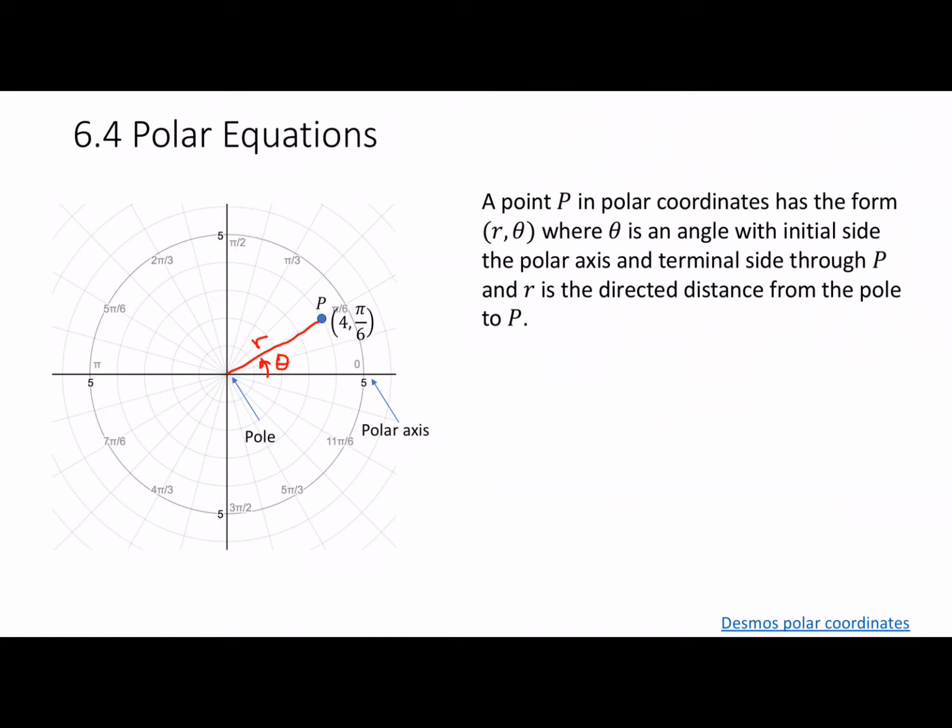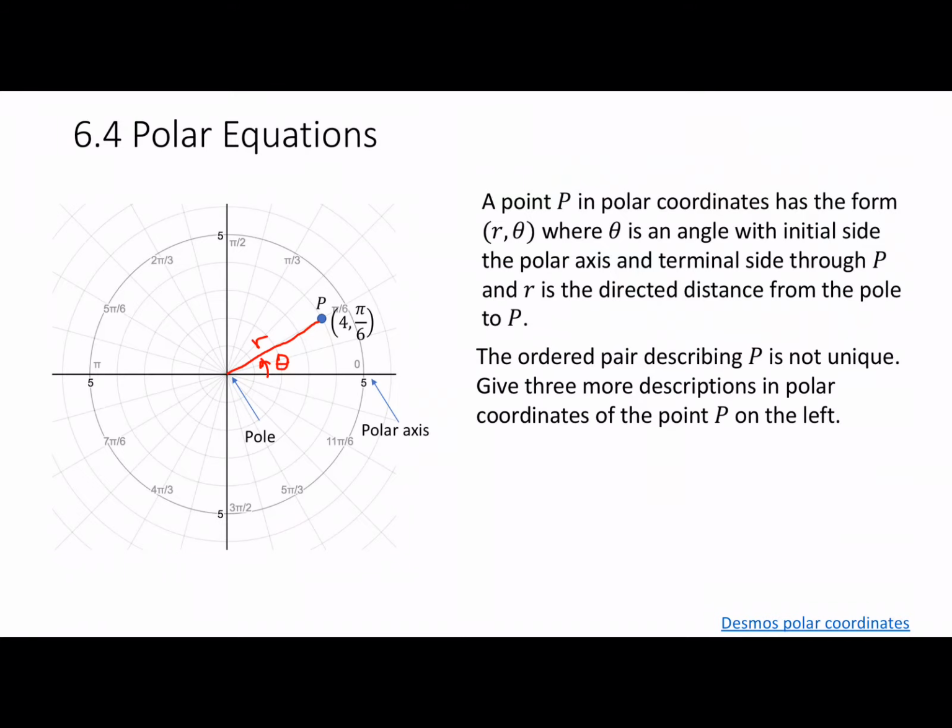Now, that's not a unique way to describe this point. So there are lots of angles that I could use there. If I fixed my R as 4, that would get me this point P. I could also change the 4 to a negative 4 and use an angle down in quadrant 3. So let's try to give some more descriptions in polar coordinates of this point P.